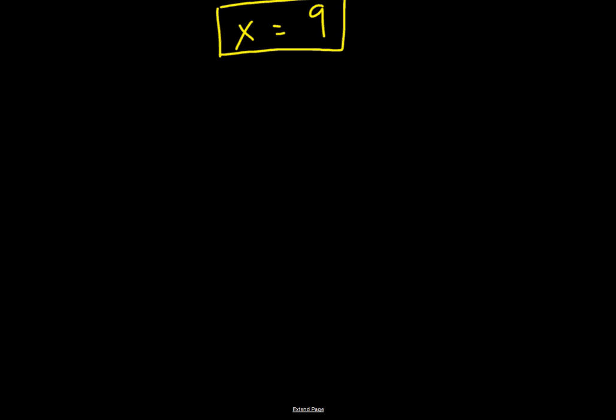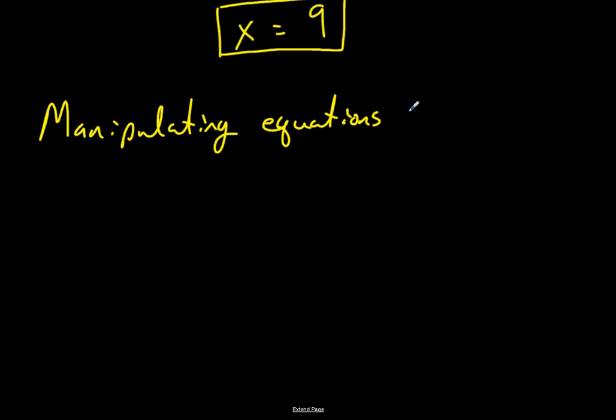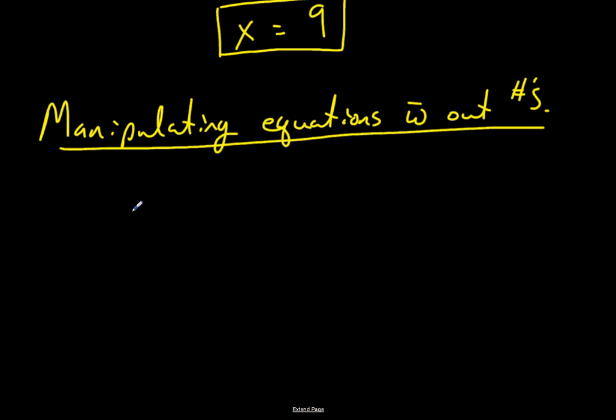Okay, the last section that we're going to talk about with algebra is manipulating equations without numbers. Let's use this equation. This is a physics equation. Q equals mc delta t.